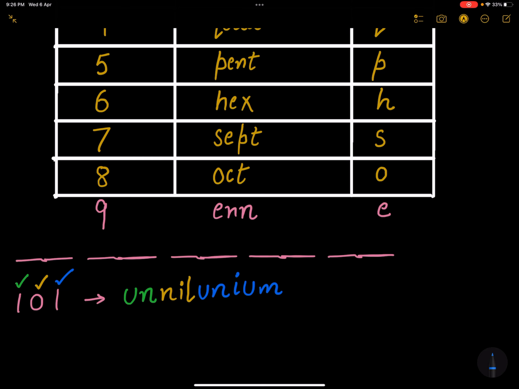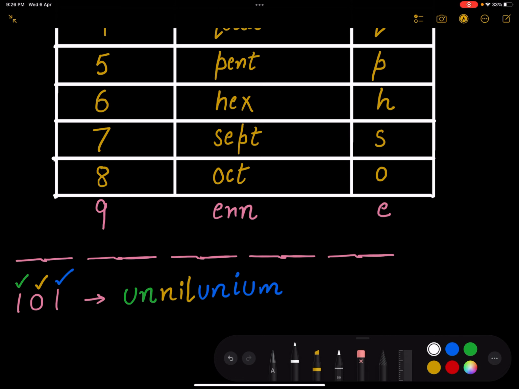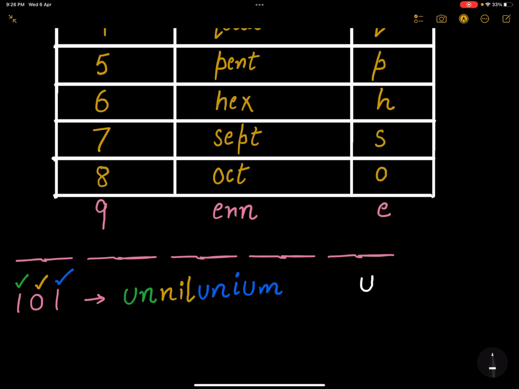So its symbol will be, for un we have a symbol u, for nil we have a symbol n, and for again un the symbol will be u. So for 101 it will be Unu.